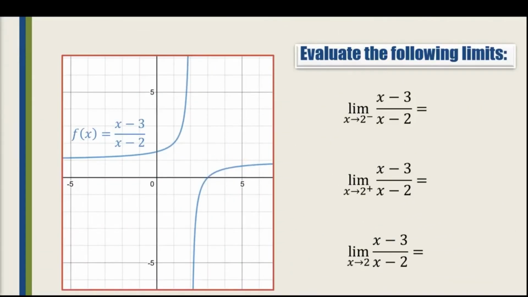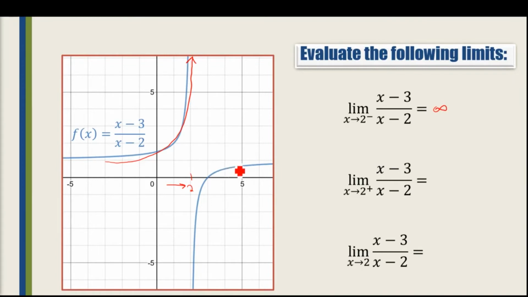So if we take a look at another example, here we have the graph of the function f of x equals x minus 3 over x minus 2. And we want to look at the limit as x approaches 2 from the left of this function. And so if you look at what happens as x gets really close to 2 from that negative direction, it looks like your function is going to grow without bound. So we would say that the limit as x approaches 2 from the left of this function is infinity.